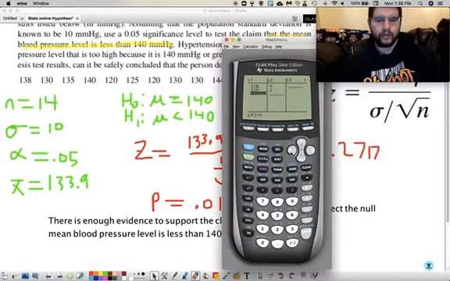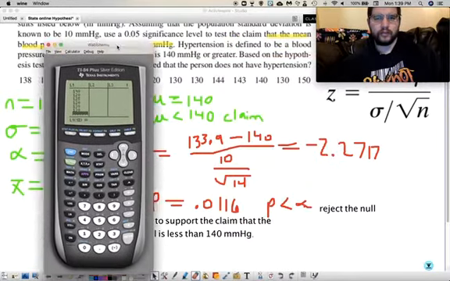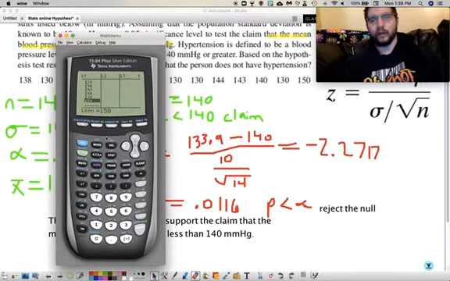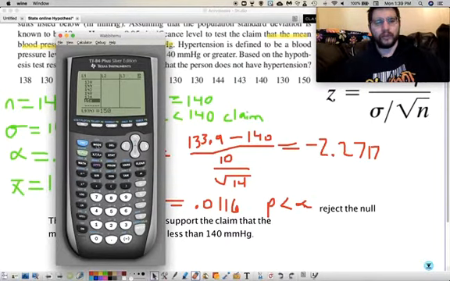130, 135, 140, 120, 125, 120, 130, 130 again. 144, 143, 140, 130, 150. And we do have 14 values. I always like to check and make sure I have at least the right number of values. That way it's less likely that I screwed up somewhere and doubled something.